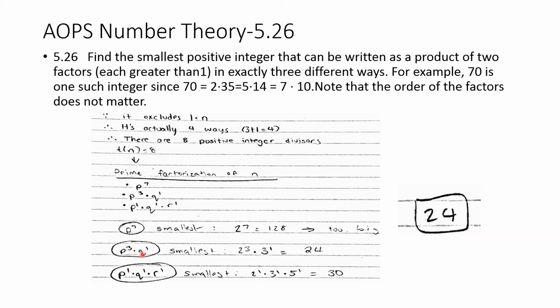Now p to the power of 3 times q to the power of 1 can be 2 to the power of 3 times 3, which is 24, and p to the power of 1 times q to the power of 1 times r to the power of 1, the smallest is 30, so the smallest is 24, so 24.